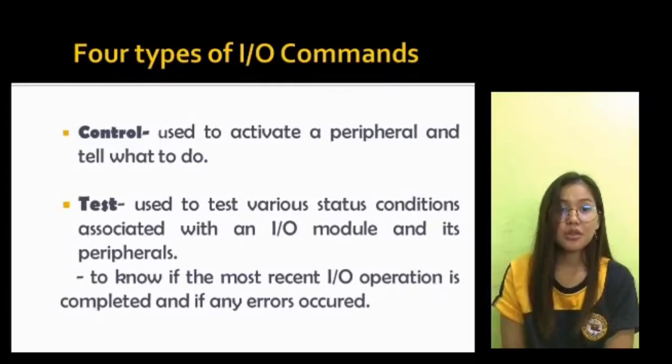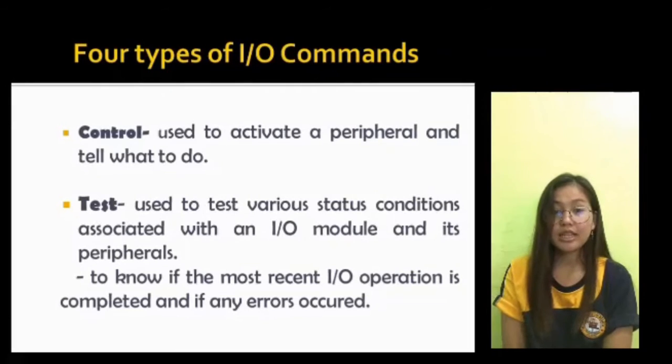Control is used to activate a peripheral and tell it what to do. For example, a magnetic tape unit may be instructed to rewind or to move forward one record. These commands are tailored to the particular type of peripheral device.